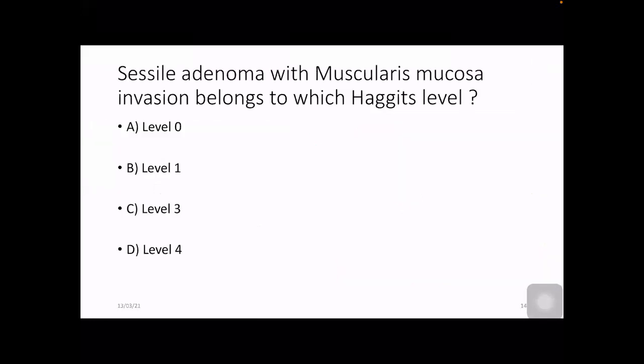So remember, there are 5 levels in a pedunculated adenoma, but for a sessile adenoma there are only 2 levels: level 0, and as soon as it invades the muscularis mucosa, it becomes level 4. So answer this question: sessile adenoma with muscularis mucosa invasion belongs to which Haggitt's level? Level 0, 1, 3, 4. D, yeah, level 4. Wonderful. So the answer is D, level 4.